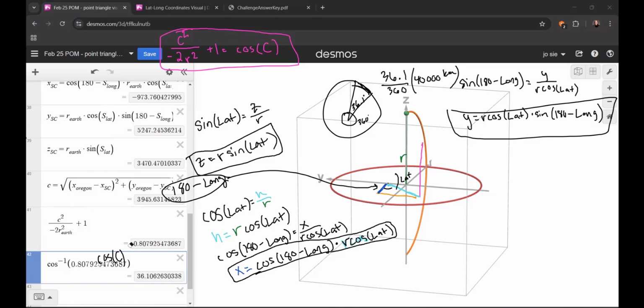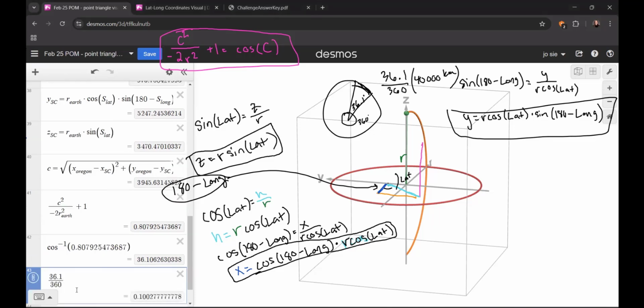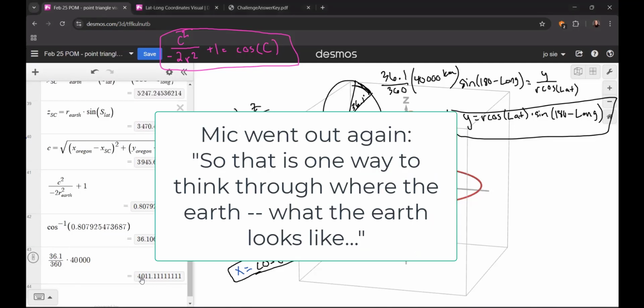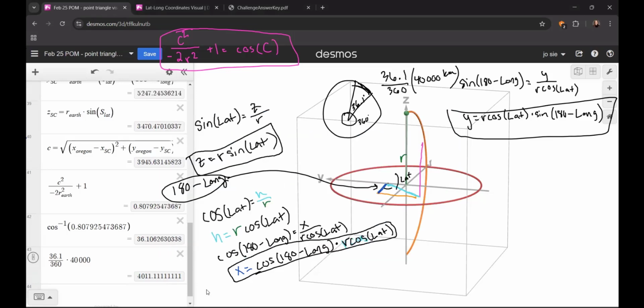So if we plug that in over here, we get about 4,011 kilometers, just like NASA did. That is one way to think through what the Earth looks like in 3D space in order to use the law of cosines and figure out that the distance between those two points on the surface of the Earth, on that rounded distance, is 4,011 kilometers.